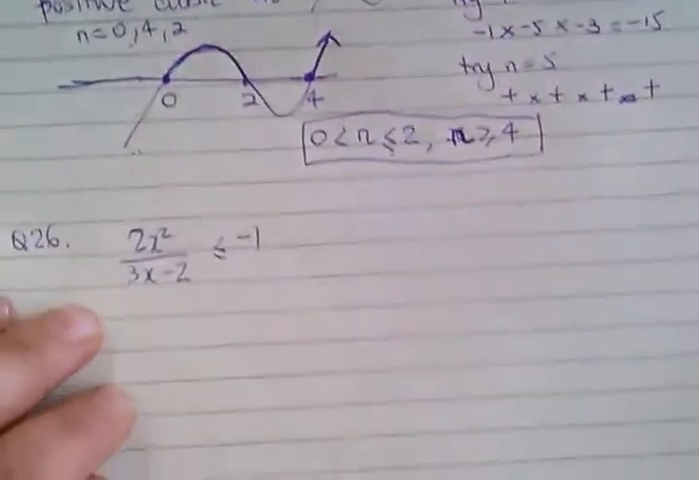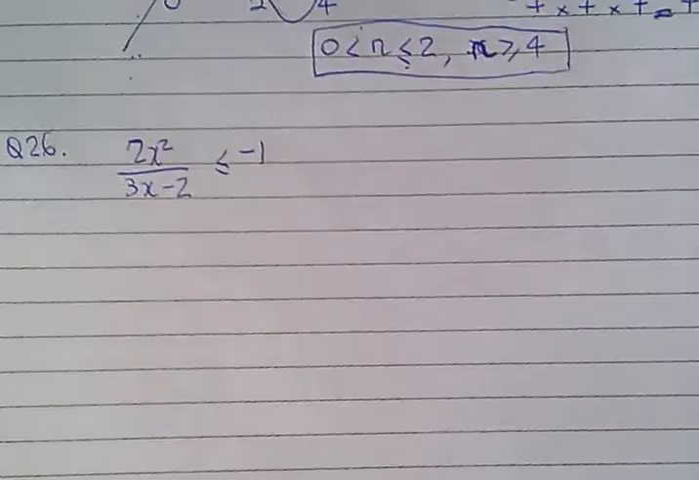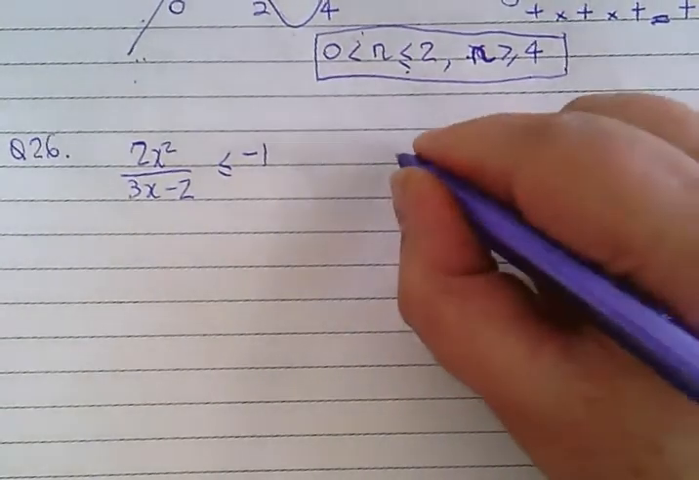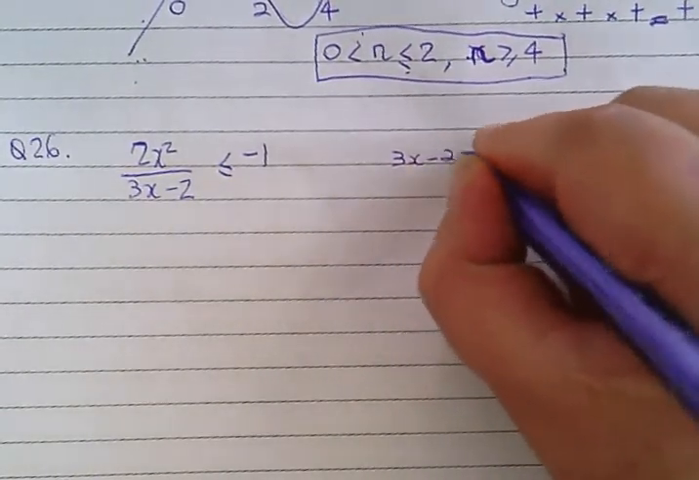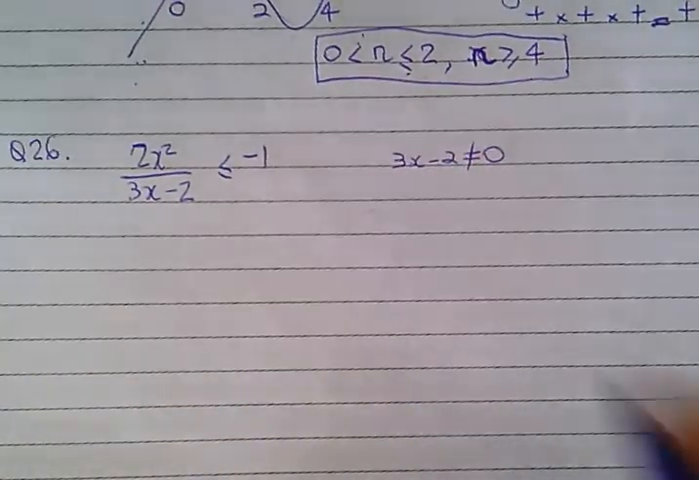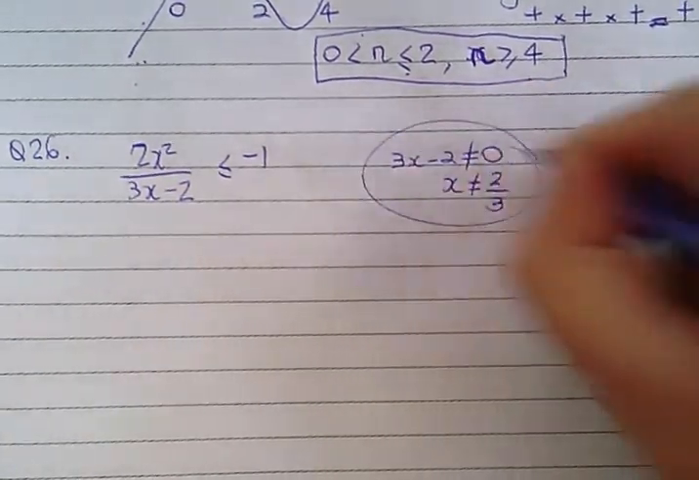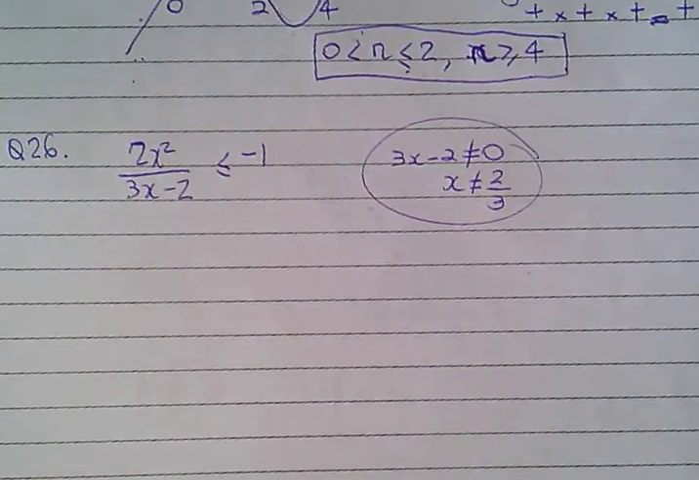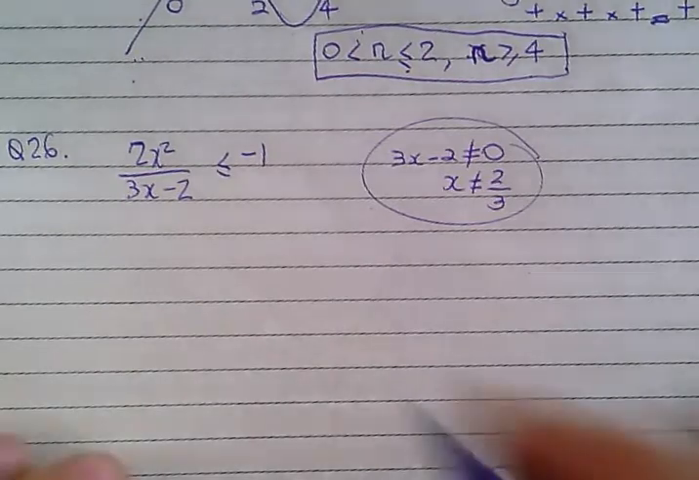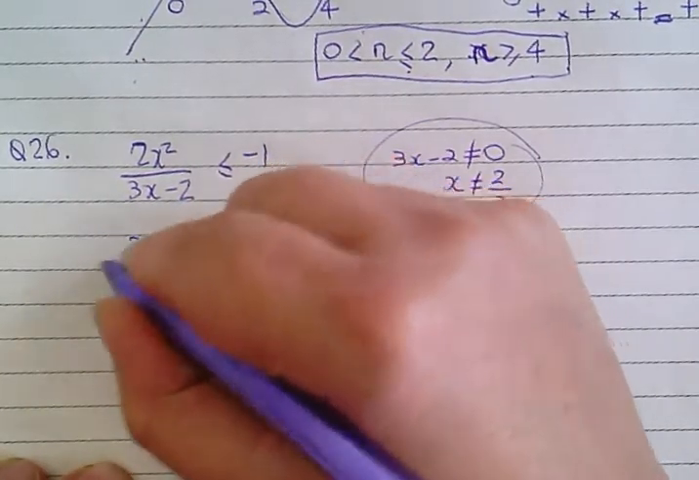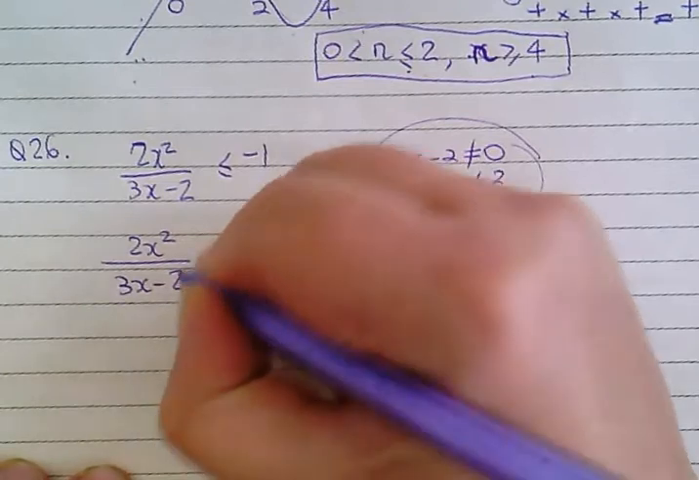Okay, let's look at the next one. All right, before we start, what can x not equal to? Well, I know that 3x minus 2 can't equal 0, so x cannot equal 2/3. So let's make sure that's nice and clear. I'd circle it because otherwise you're going to forget to write it in your answer. Now, what's my step? Inequality with x in the denominator. How do I solve this?